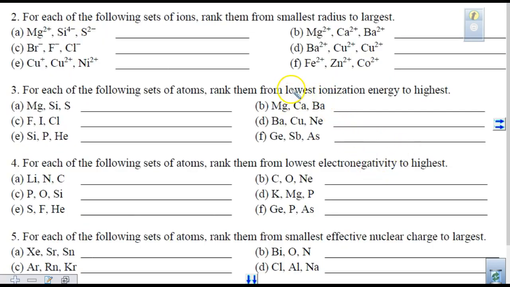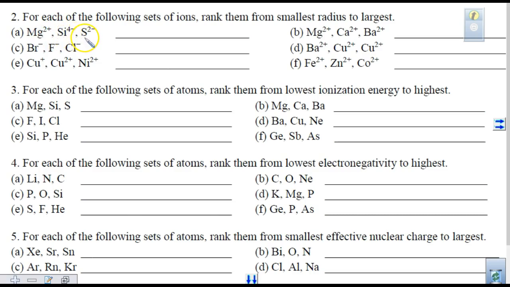Okay, for the remaining questions, since I don't have the periodic table up on my screen, it would probably be a good idea for you to have one to look at. So our next question, we are ranking sets of ions from smallest radius to largest. And of course I managed to put the first one as being somewhat of a tricky question. We've got magnesium ion, silicide ion, and sulfide ion.